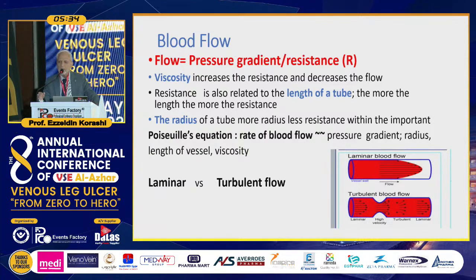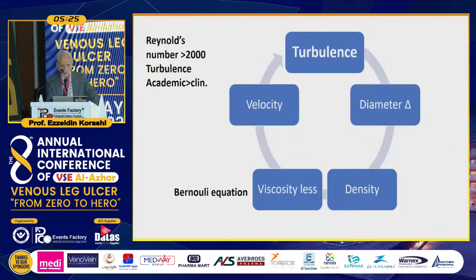I'm sorry for that. Laminar flow and turbulent flow are the 2 most important things to consider later on. Turbulence is dependent on at least 4 factors. The diameter, and change of the diameter, is the most important. We all know that any change of the diameter of the vessels will make turbulence, and this is dependent on the diameter change as well as the velocity, viscosity, and density.